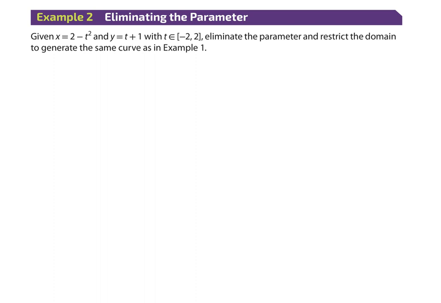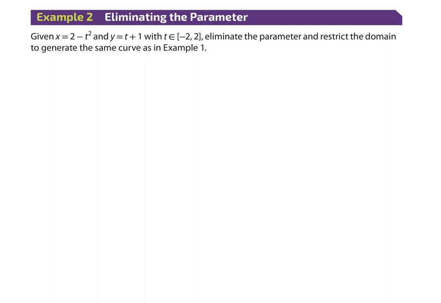So if I look at this first one, I have x equals 2 minus t squared, and y equals t plus 1. And then t is an element of -2 to 2 inclusive. Eliminate the parameter and restrict the domain to generate the same curve as in example 1. So this was the same example that we had before, but instead of using my -2 to 2 and just plugging them in, I am actually going to eliminate my t altogether.